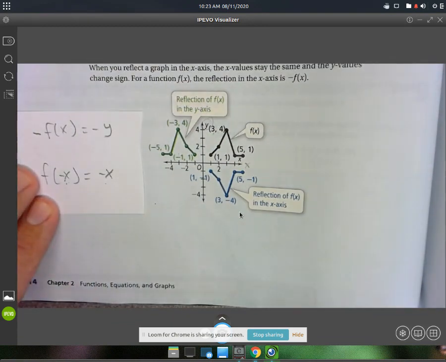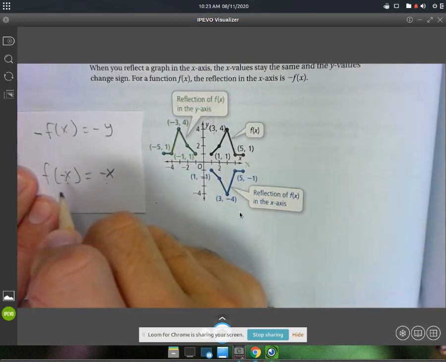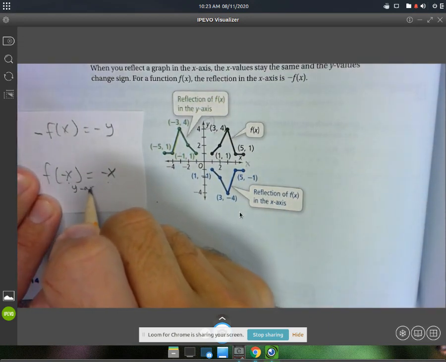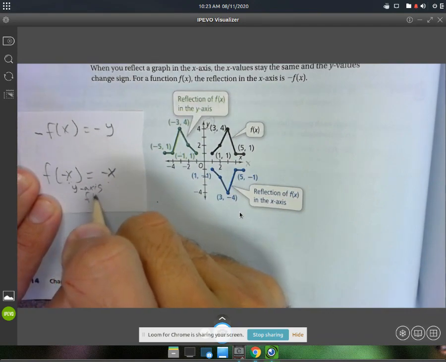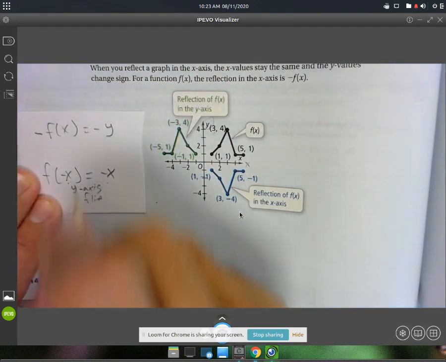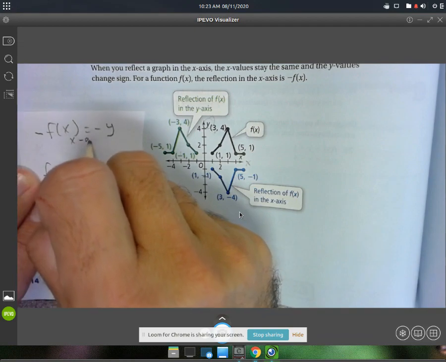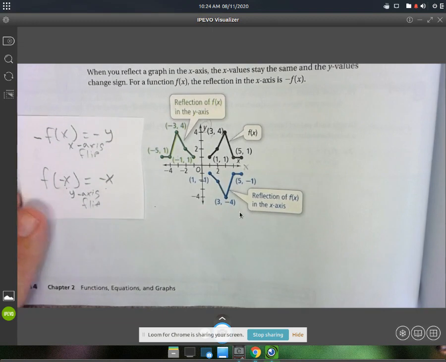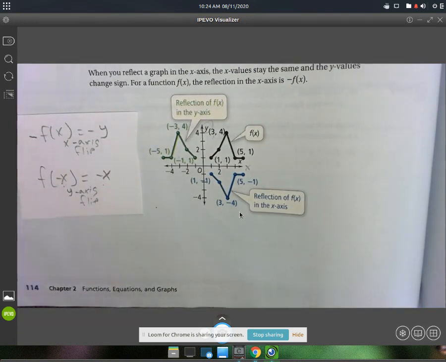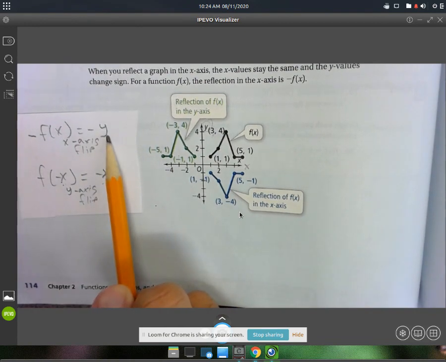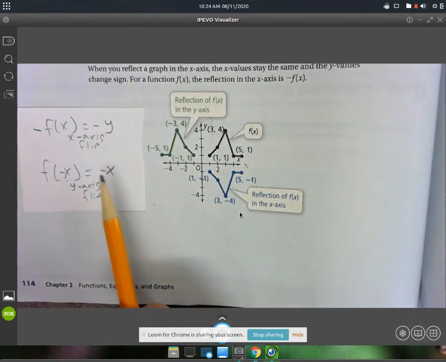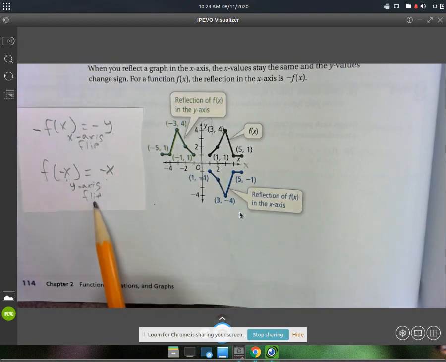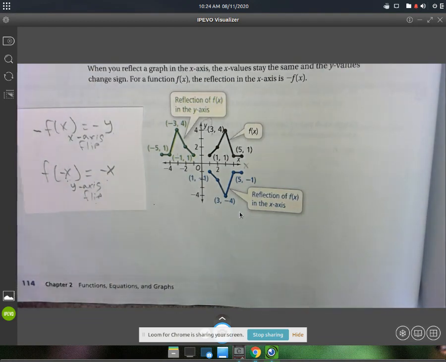And that's why f of negative x always reflects across the y-axis, and that's why negative f of x always reflects across the x-axis. So it's a little counterintuitive. It's backwards from what you might think. When you put a negative on the y values, it flips it across the x-axis. When you put a negative on the x values, it reflects it across the y-axis. All right. But those are the two rules, and we're going to play with them here in a moment.